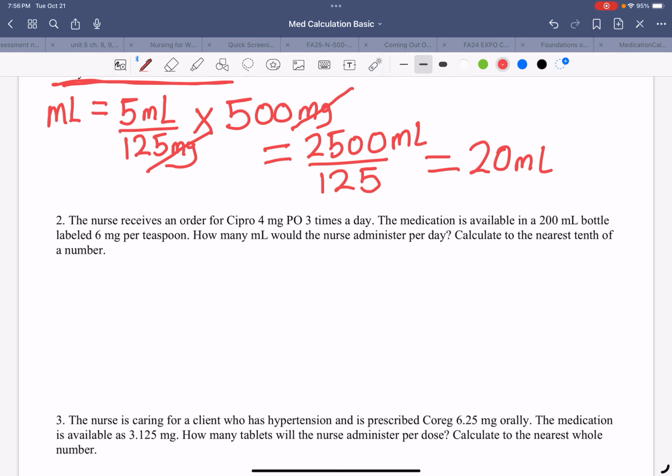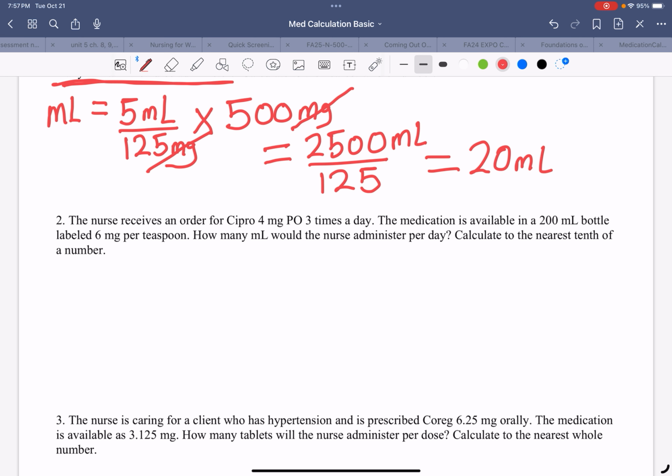So the nurse received an order for Cipro 4 milligram by mouth 3 times a day. The medication is available in a 200 milliliter bottle. Label 6 milligram per tablespoon. How many milliliter would the nurse administer per day? Calculate to the nearest tenth. All right. So many of you might look at this question and be like, oh, this is a little bit tricky, but let's interpret this together.